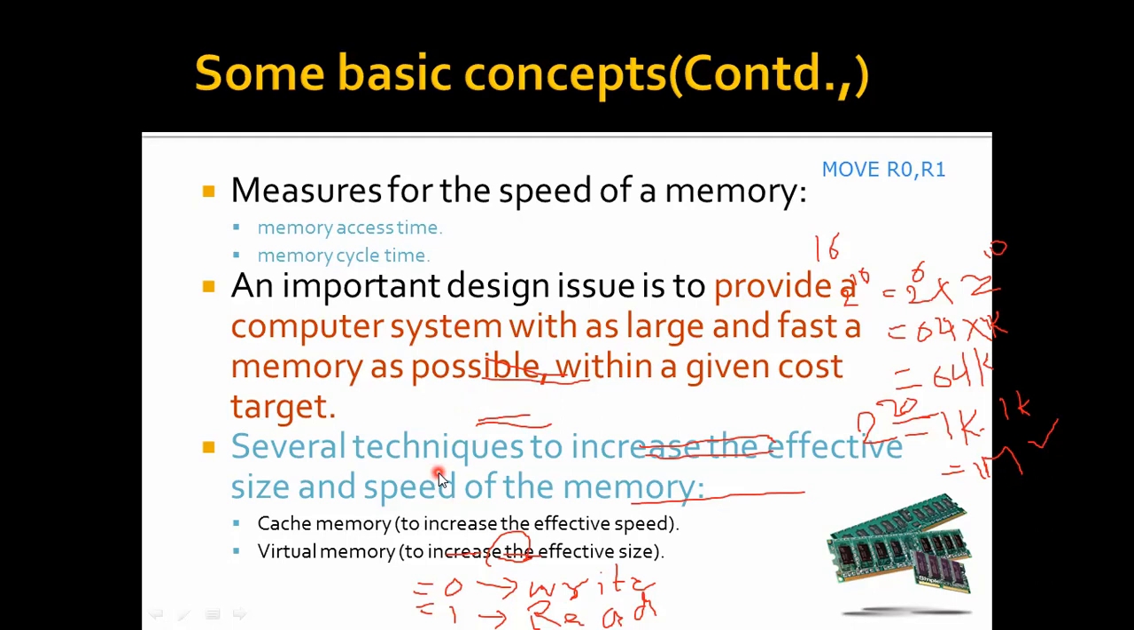Here we are using two memories to change the size and speed: cache memory and virtual memory. So what is the importance of cache memory? It increases the speed of operation. Whenever we need data, we first search in the cache memory, because in the cache memory we can search the data at a fast rate. If we do not find the data in cache memory, only then do we go to the main memory.